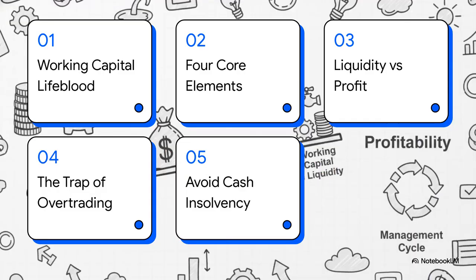Okay, let's dive into our roadmap for today. We're going to cover the working capital lifeblood, the four core elements, the battle of liquidity versus profitability, the trap of overtrading, and finally, avoiding cash flow insolvency. Let's get right into it.